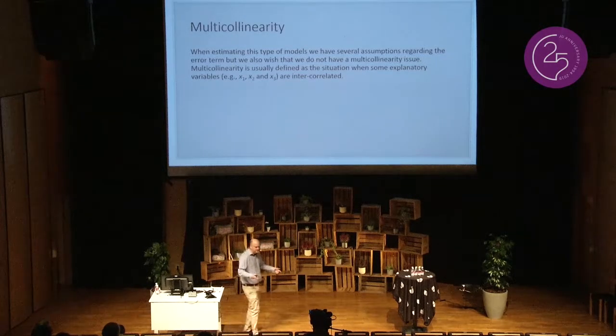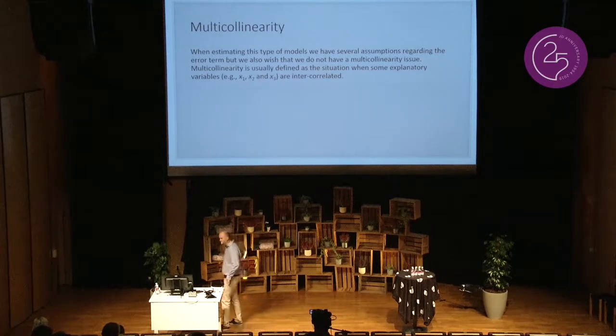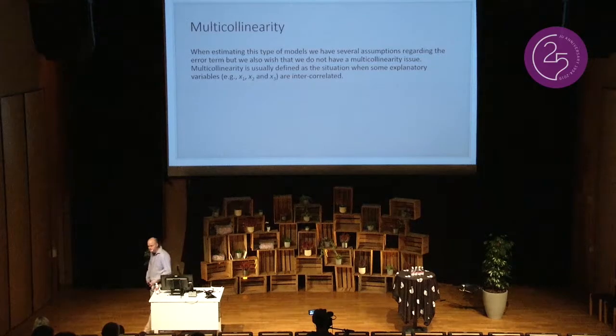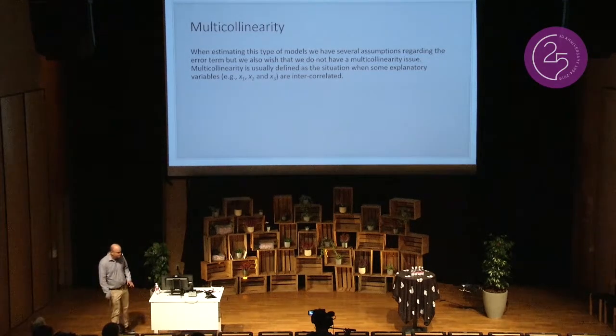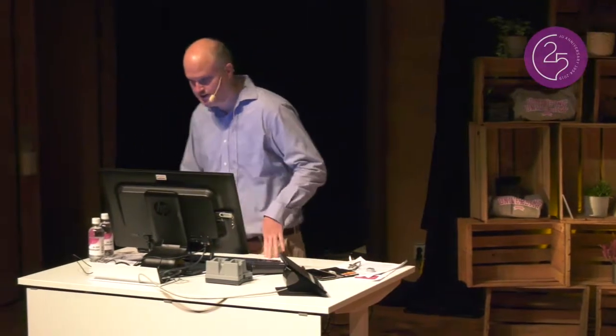And when estimating in statistics, we always have many assumptions regarding our data. And I will not cover all those assumptions here. Could be up to 10 different assumptions. But one issue that is not in fact an assumption, but a problem here, that I've been focusing a lot of my research on, is a multicollinearity issue. And multicollinearity is usually defined as a situation when some explanatory variables, such as x1, x2, and x3, are intercorrelated.